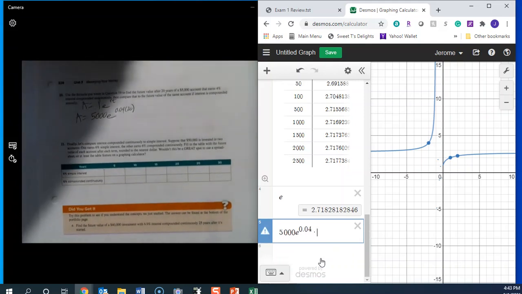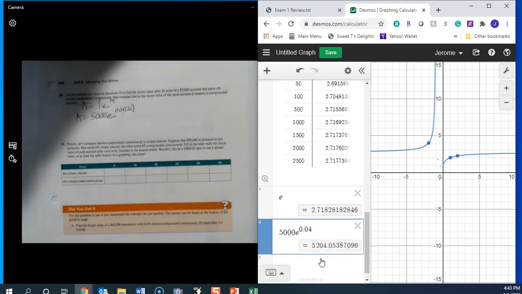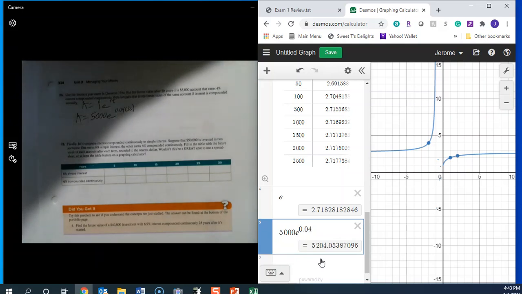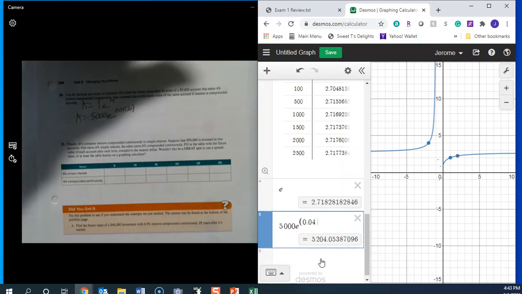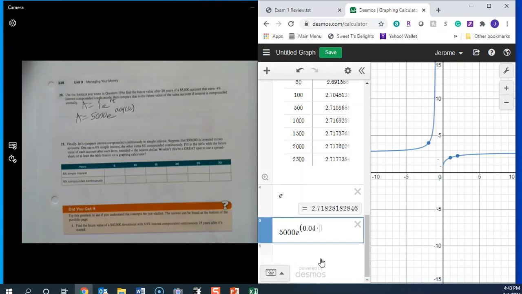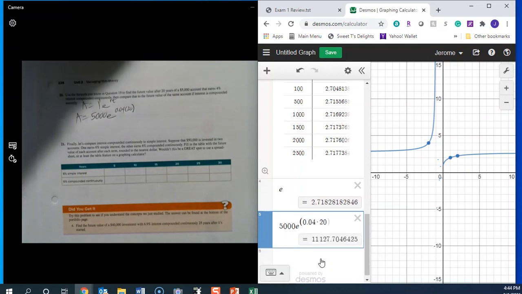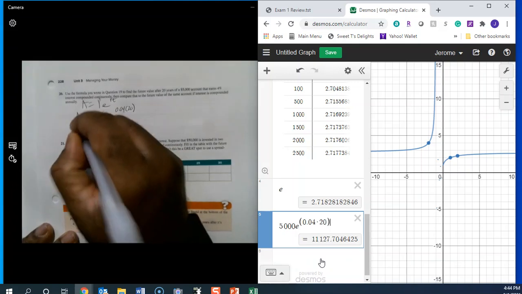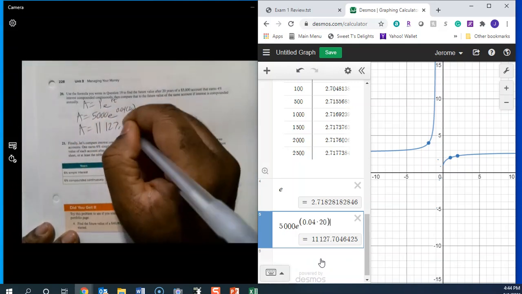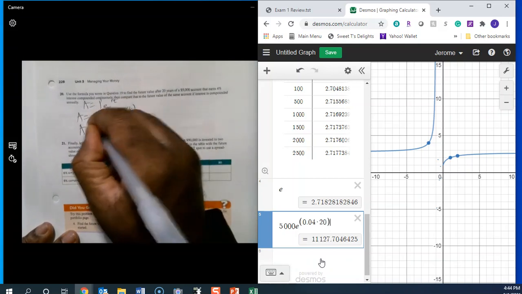Oh, you know what? I'm going to have to put that in a parenthesis up here. I'm going to do times 20. All right, so times 20. Close that parenthesis. So the future value would be 11,127.70.